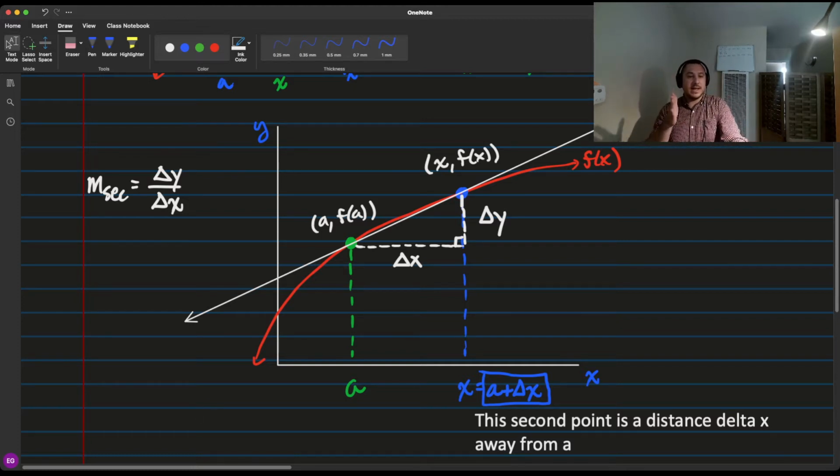So I'm not going to call this second point x anymore. I'm going to call it a plus delta x, where delta x is the distance that this point is away from a. Which means that we have a different way of thinking about this blue point right here. This blue point, the second point, now we're not going to call its x value x. We're going to call the x value a plus delta x. Which means, what is its y value now?